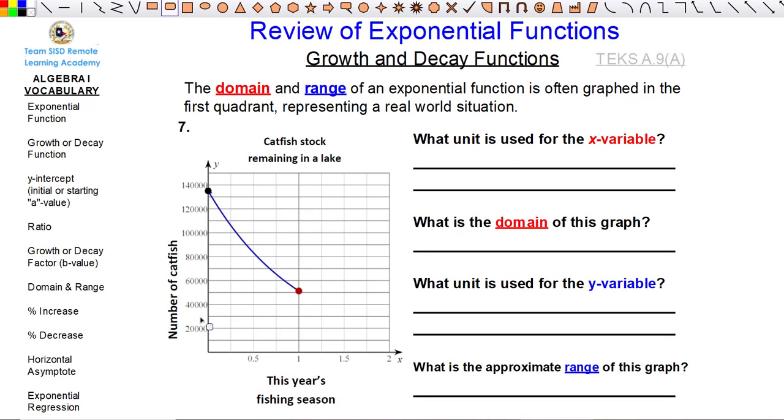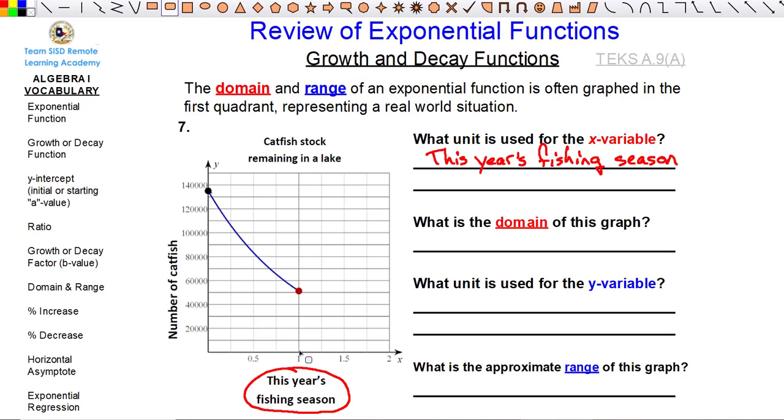Number 7. This one's interesting, probably a lot trickier because it's a decay function. Decay functions will have trickier domain and range expressions. So let's see. We know that domain goes left and right. Okay, I'm getting ahead of myself. What unit is used for the x variable? You're right, this year's fishing season. And so we go from the start of the season to halfway through the season to one full season.